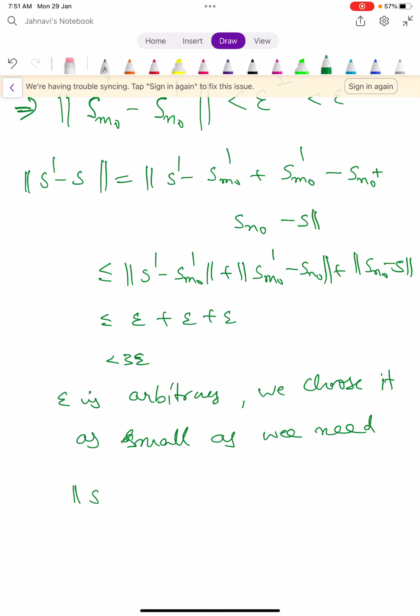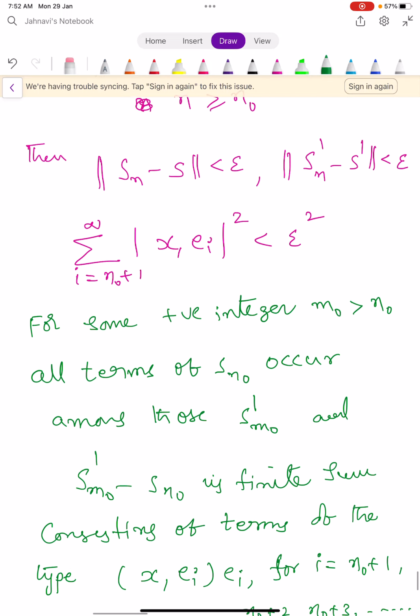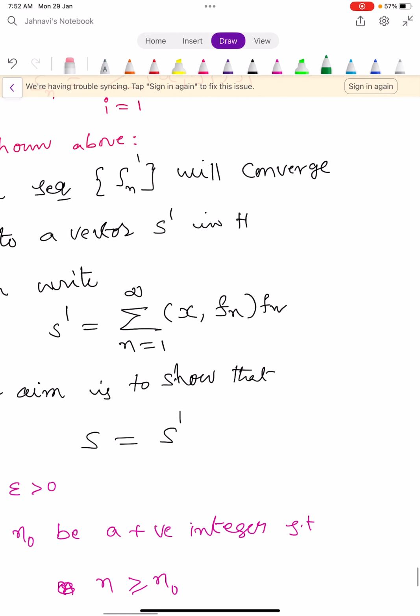So we conclude that norm s dash minus s is less than epsilon, and if you choose it as 0, then s dash minus s is equal to 0. So obviously this condition implies s dash is equal to s. This completes the proof of our theorem. One of the lengthiest theorems in this chapter. So be patient to learn this theorem.